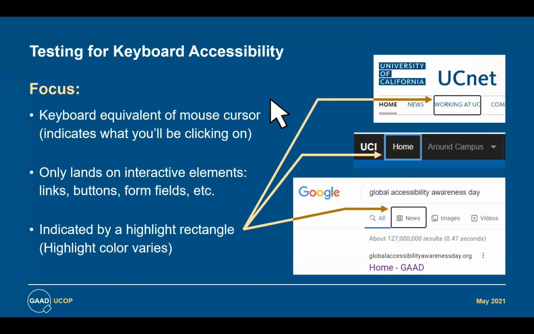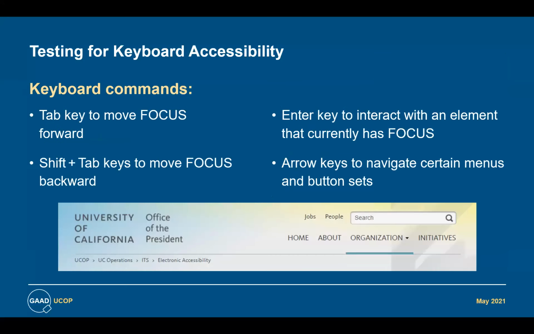Here's an example of focus indicated on various websites. It's a black rectangle around the working at UC link in that top UCNet screenshot. It's a blue rectangle around the home link in that middle UC Irvine screenshot. And it's a black rectangle around the news tab button in the bottom Google search results screenshot. Now let's go back to those keyboard commands. Let me give you a quick overview of how they work.